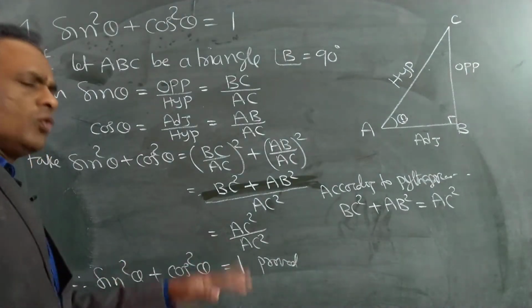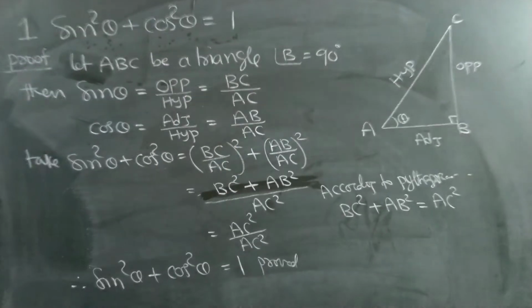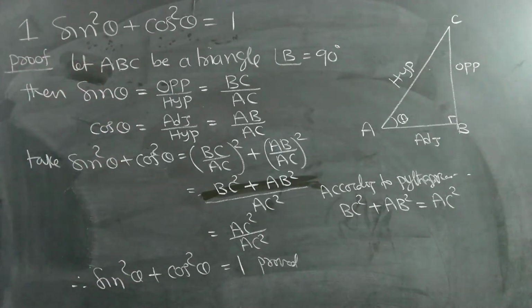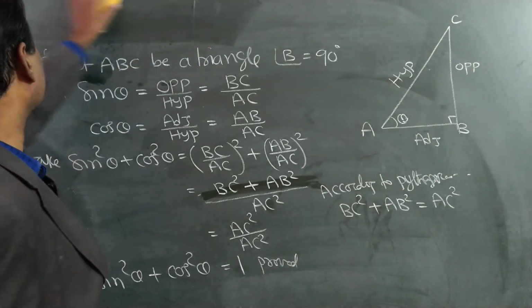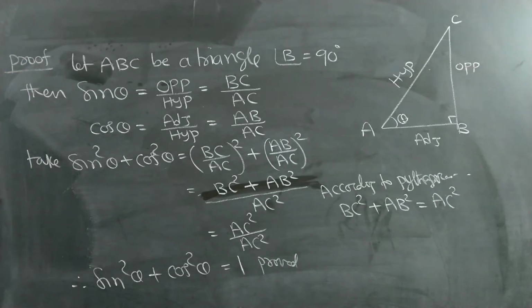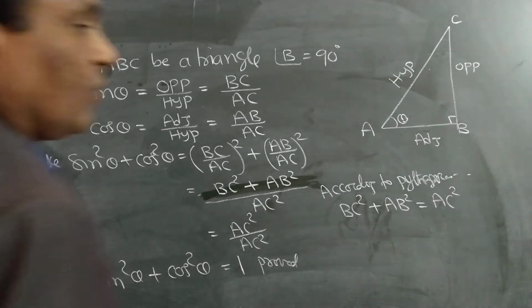This can be done in 2 more ways. After completing all the 3 proofs, I will give it as a formula. So first write up to here only. Write down. Followed or not?